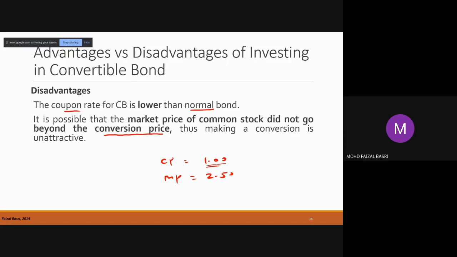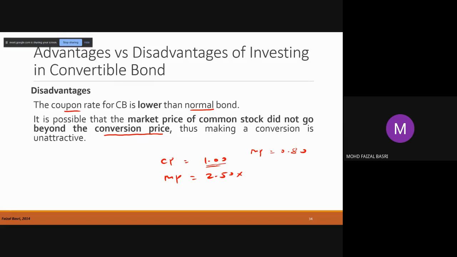Okay. However, it's possible that the market price dia tak lebih daripada harga RM1 ni. Okay, ada possibility that way. So meaning instead of 250 katakanlah, market price dia 80 sen katakanlah, 80 cents. If you want to convert, you have to pay RM1. Okay, might as well you beli dekat market je 80 sen daripada you convert to pay extra kan. So this is the possible that can become a disadvantage kat you lah as a convertible bond holder. Okay, so making a conversion is unattractive.